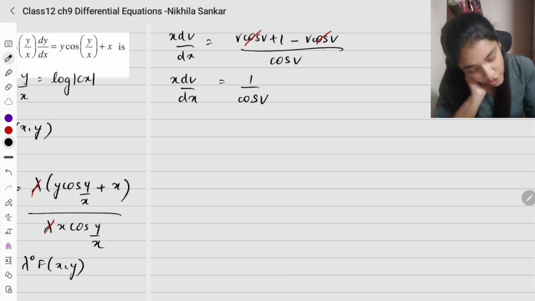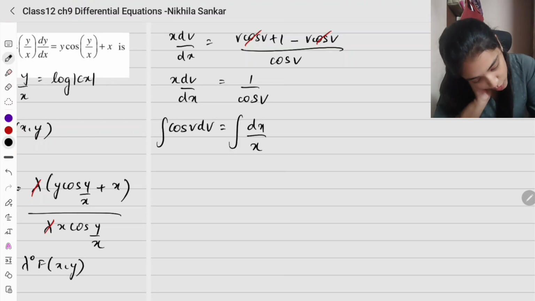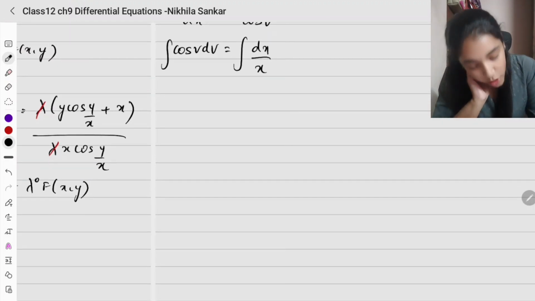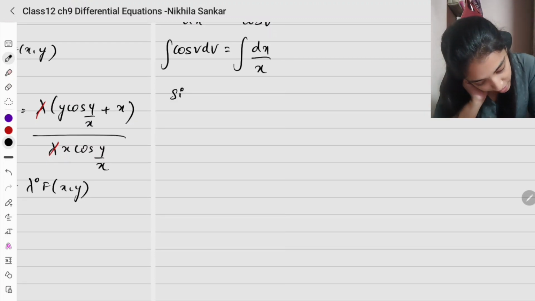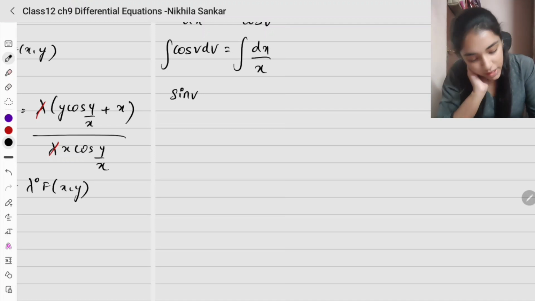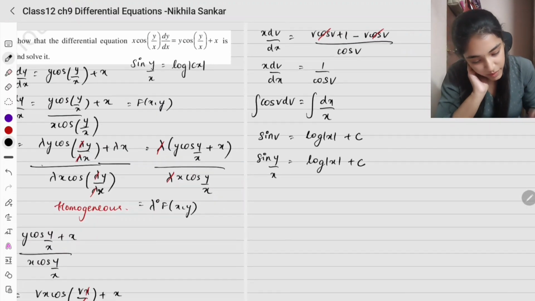Taking v on one side and x on the other side, I'm going to have cos v times dv equals dx divided by x. Now integrating on both sides, it will be easier. Very nice. The integration of cos v is going to be sin v. Sin v equals log mod x plus c. What is my v? Substituting for v, it's going to be sin of y divided by x equals log mod x plus c. So this is my final solution.